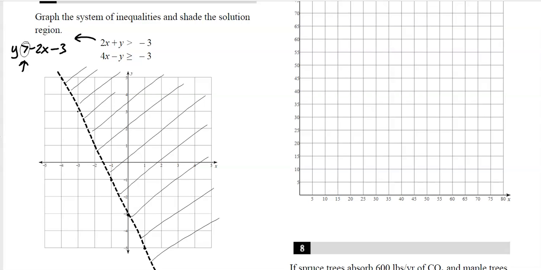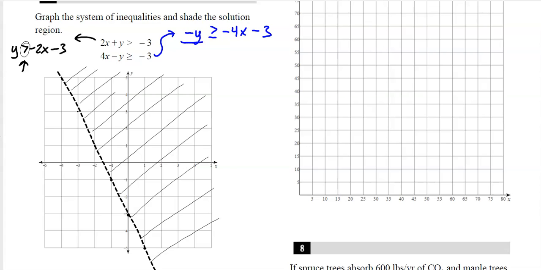Well, now I got to do the other one. So we'll do the other guy in blue. We'll do this one over here. First thing I'm going to do is move the 4x to the right-hand side. So I get negative y greater than or equal to negative 4x minus 3. Well, I can't have negative y. I need positive y. So I'm going to multiply or divide, whatever you want, everybody by a negative 1.